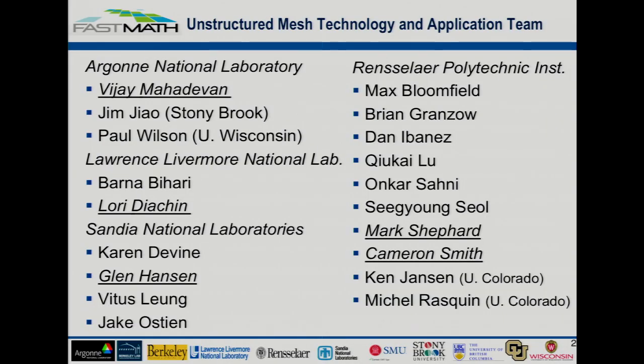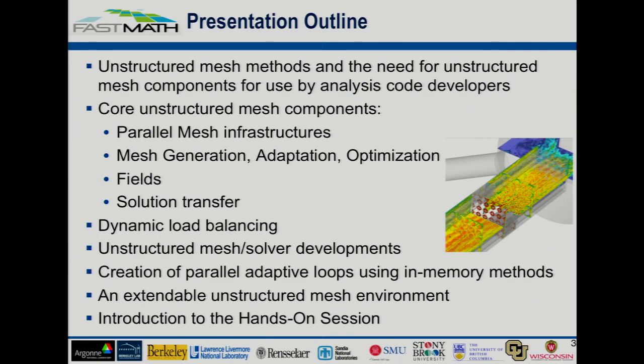So first, let me introduce the FASTMath Unstructured Meshing team. You can see that it involves investigators from Argonne National Labs, Lawrence Livermore Labs, Sandia National Labs, RPI, and the University of Colorado. In terms of what we're going to cover in today's presentation, I'm going to comment about unstructured meshing techniques, their advantages and disadvantages, and then we will talk about the two core infrastructures that we have been developing. Vijay will talk about the one, I'll talk about the other.